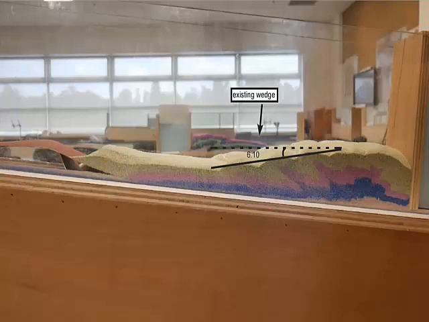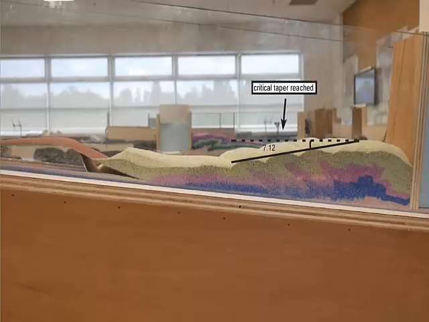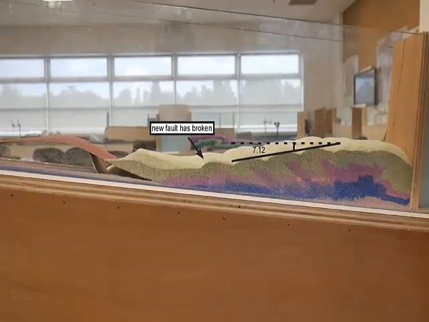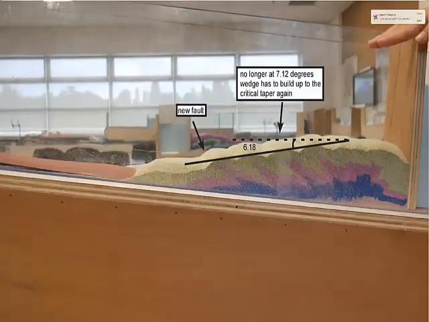Let's observe a little more closely. We have an existing wedge starting to build up to the critical taper. It continues growing until the critical taper is reached at 7.12 degrees. Once reached, a new fault breaks so sediments getting pulled in can continue building the wedge. The wedge is no longer at the critical angle, and thus has to build up to 7.12 degrees again.